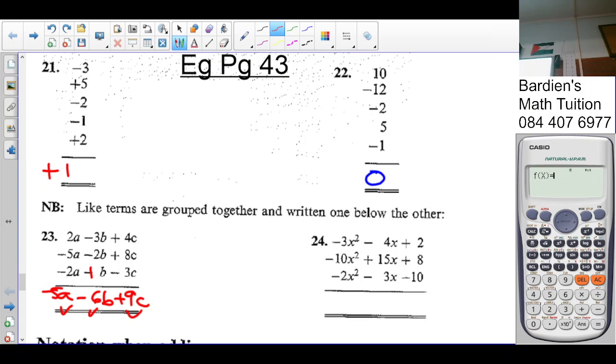Alright. You understand where we're going? Right. I'll give you a minute to sort number 24 out. Don't forget to write that note. And as you can see, the like terms are listed one below the other, stacked one above the other. Okay.